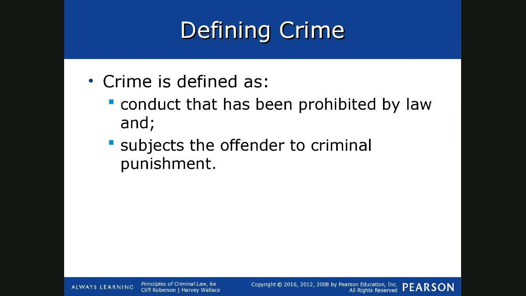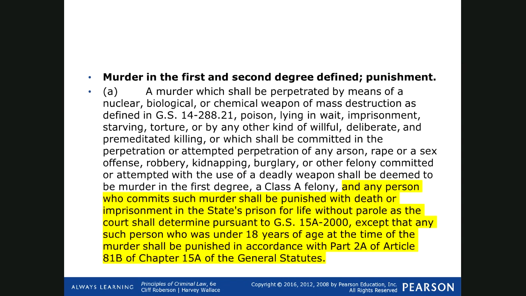So again, to recap, a crime must be listed as an action that is prohibited, but it also has to list out what a person can expect their punishment to be if they break that law. In North Carolina, we have the North Carolina General Statutes, and these are the laws for our state.